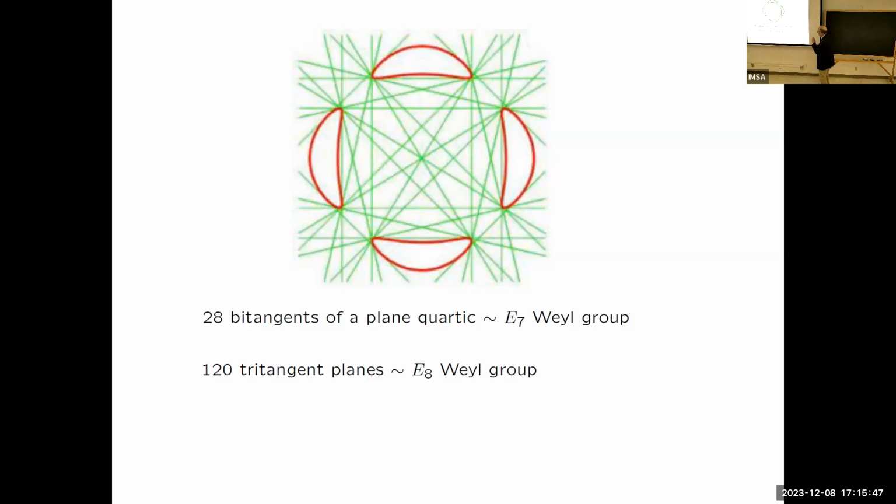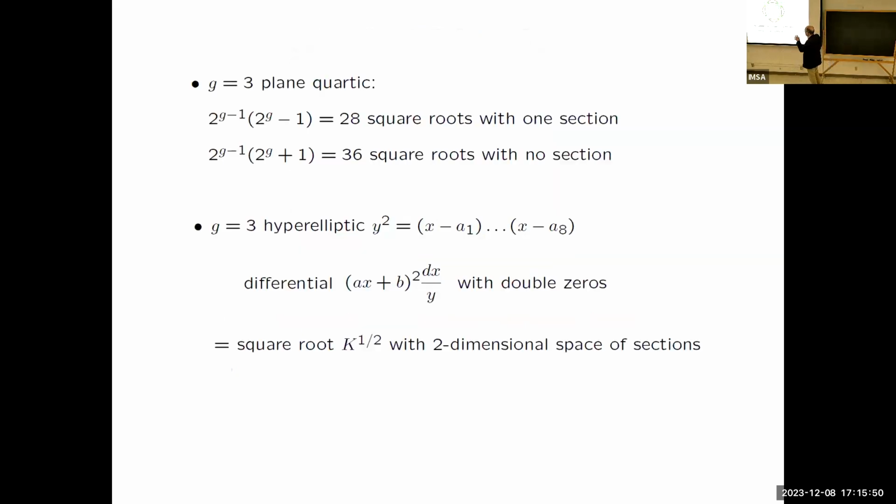And that's not quite what I want to talk about, but a related problem as well. But what I should point out before we move on is that for a plane quartic curve, so a curve of genus 3, it has these 28 square roots with one section, and it has 36 square roots with no section. On the other hand, if you take a rather exceptional type of curve, a hyperelliptic curve of genus 3, that's a double covering of P1 branched over 8 points instead of 6.